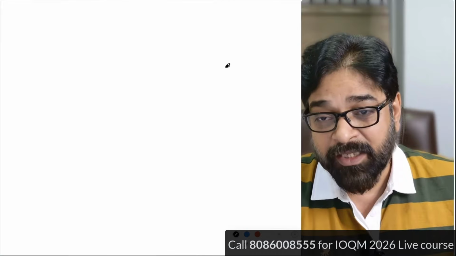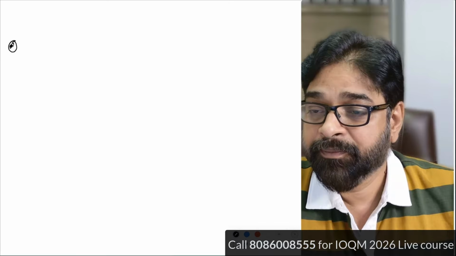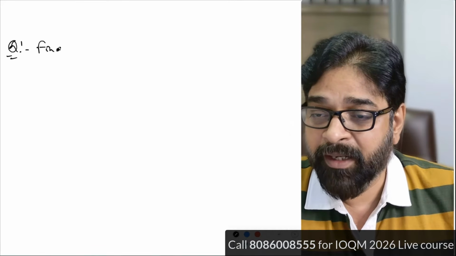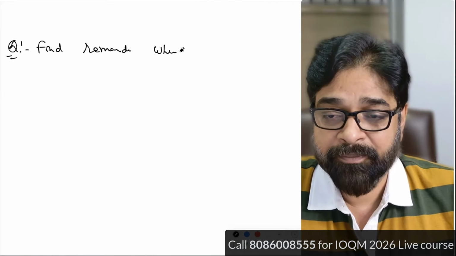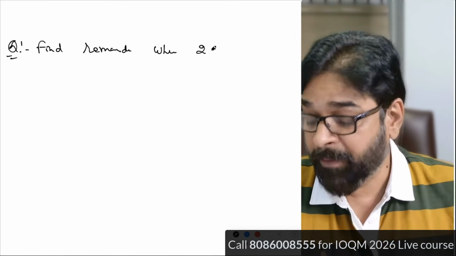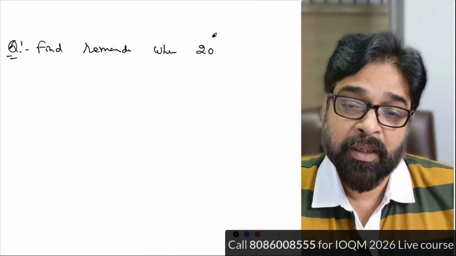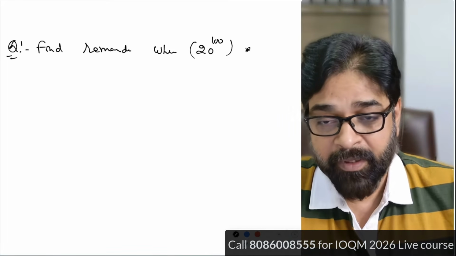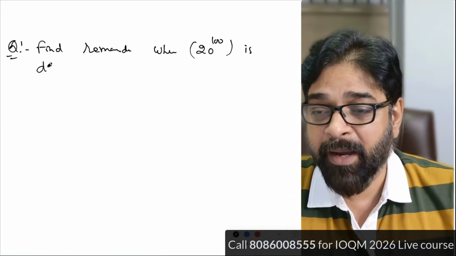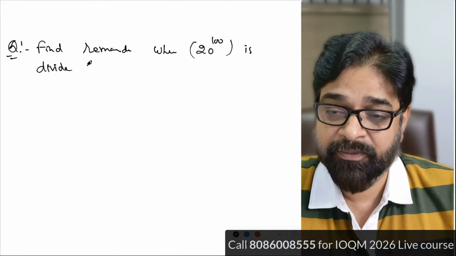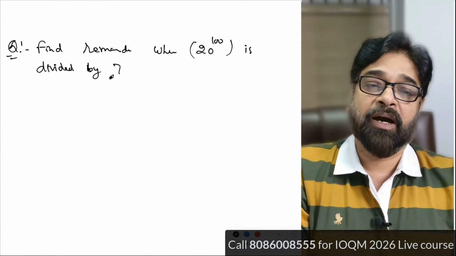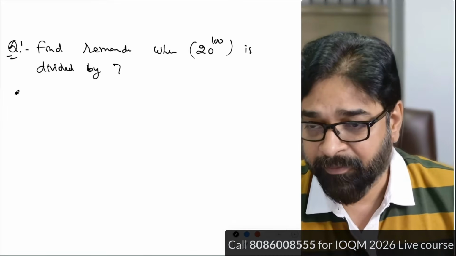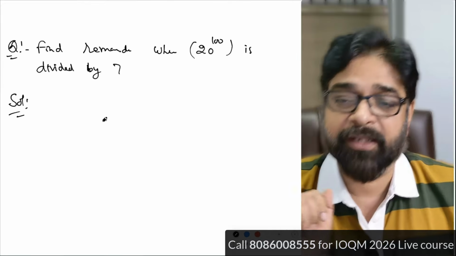Imagine the situation, suppose somebody asks you: find the remainder when 20 power 100 is divided by 7. Again, the language of divided by 7, the language of modular arithmetic. Very, very simple if you go with modular arithmetic.